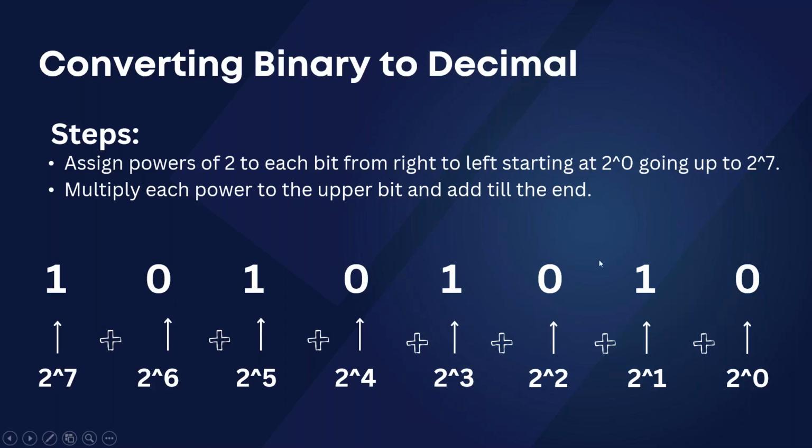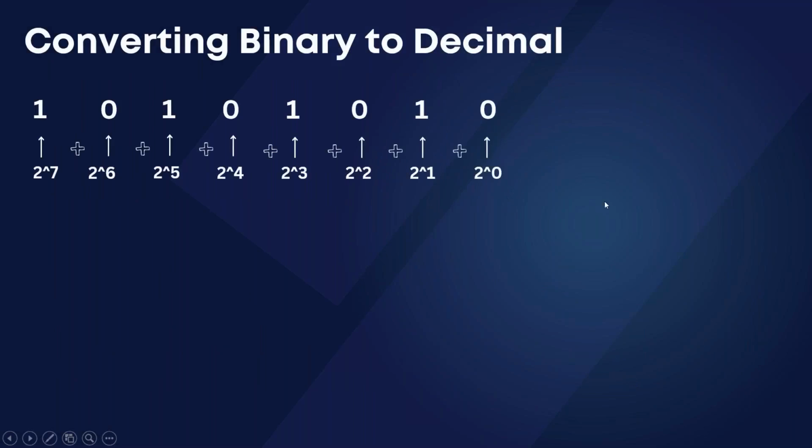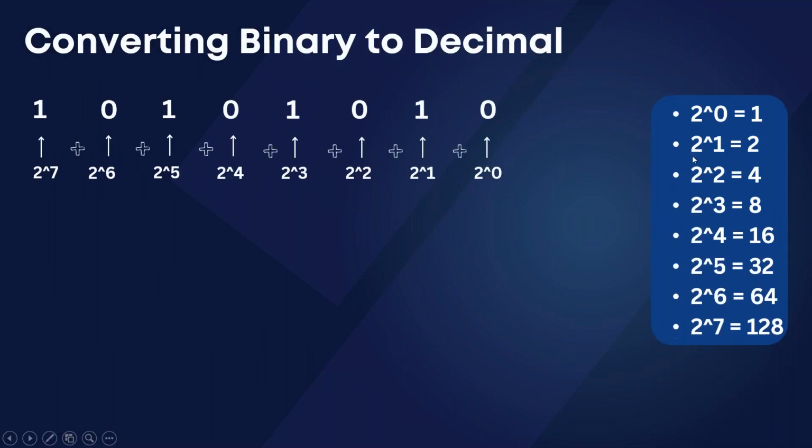So if we calculate this number now, let's try to understand the values for these numbers first. Anything to the power 0 is always equal to 1. That's a mathematical rule. 2 power 1 is 2. 2 power 2, which is 2 into 2, that's 4. 2 power 3 is 8. 2 power 4 is 16. 2 power 5 is 32. 2 power 6 is 64. And 2 power 7 is 128.